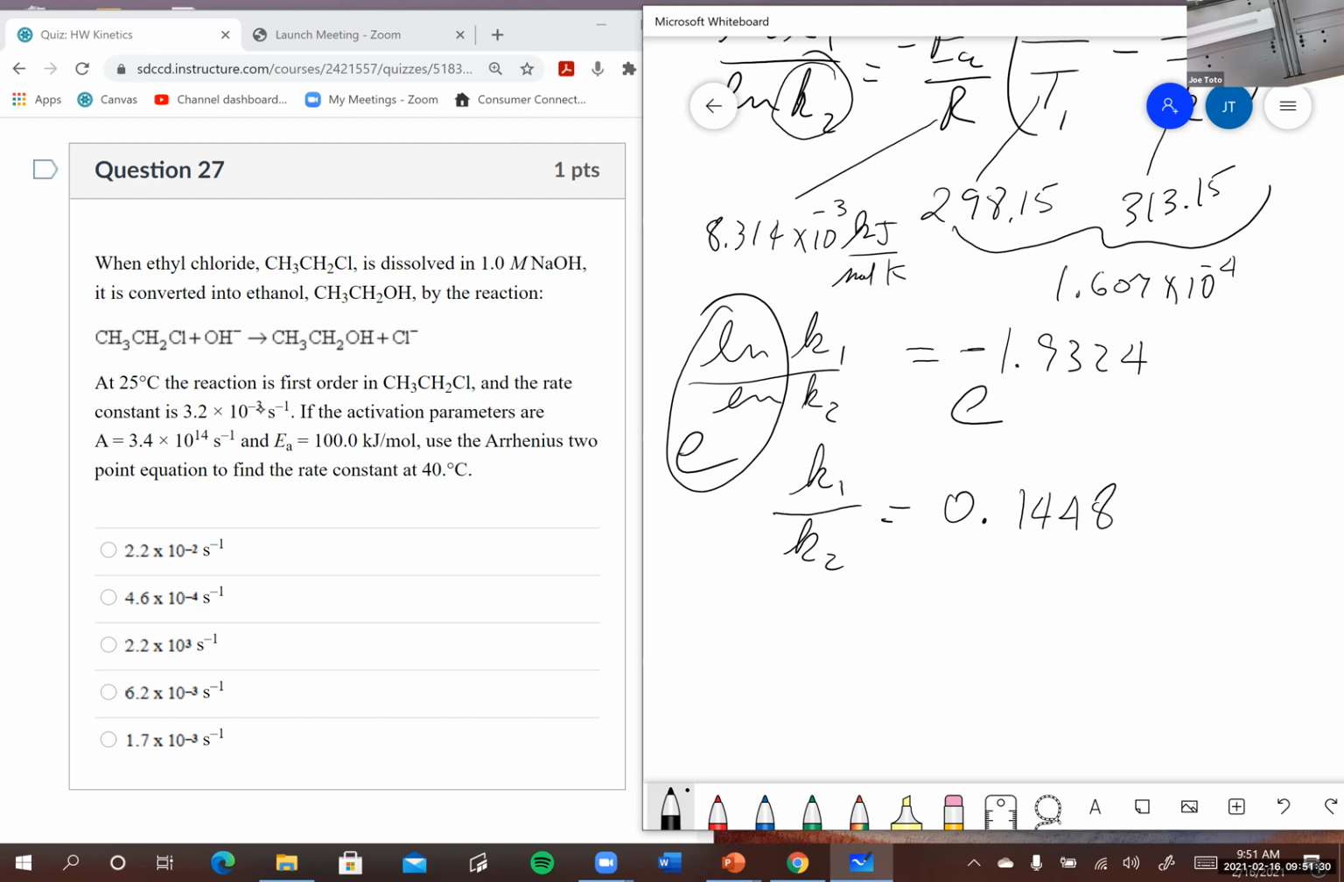And I know that K1, remember from back there, this guy is 3.2 times 10 to the minus 3. So I can solve for K2 now. I get 0.022. And I think that's answer A.